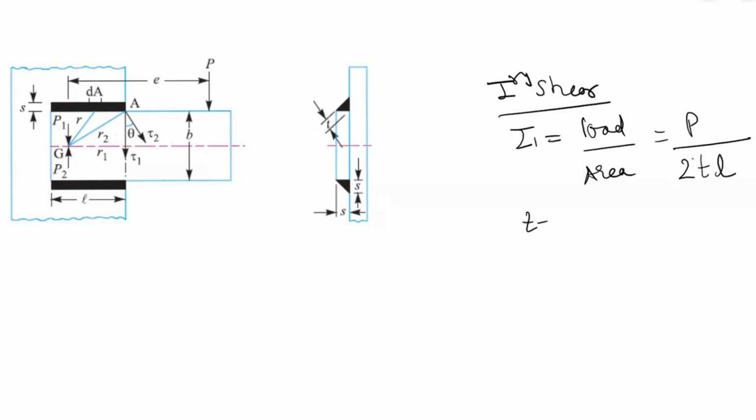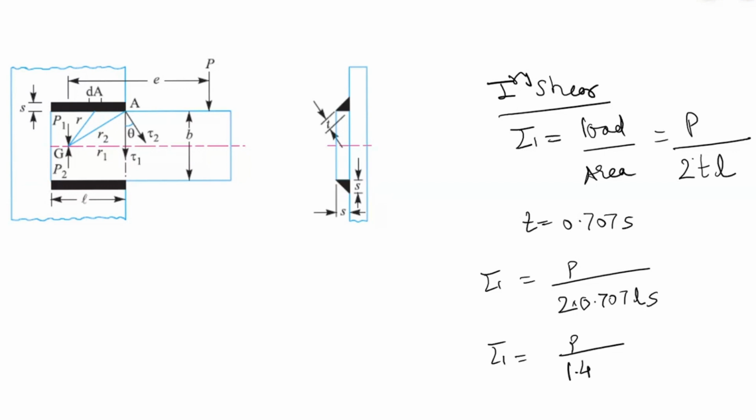Now T can be written as 0.707 into S. So I can write tau 1 equal to P upon 2 into 0.707 into L into S. Okay, this T is replaced. So this comes as tau 1 equal to P upon 1.414 LS. This was already explained in an earlier concept, and this is just applied here. Had it been only single parallel, then it would have been only 0.707 LS.